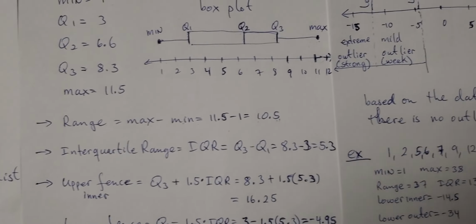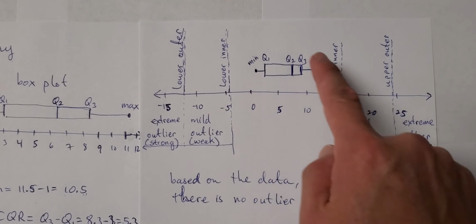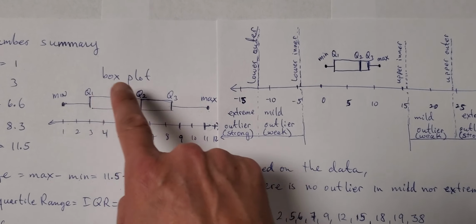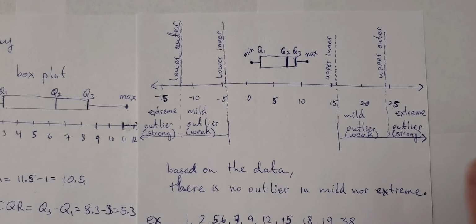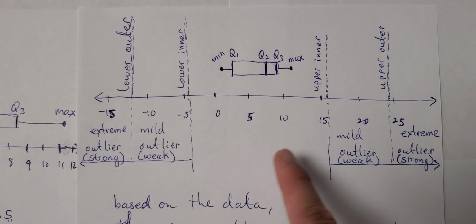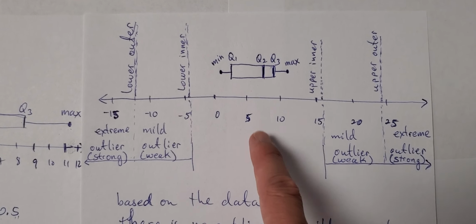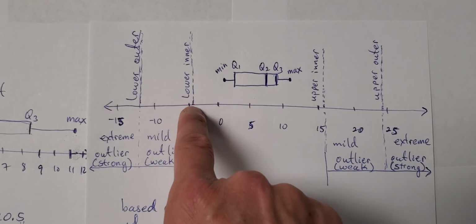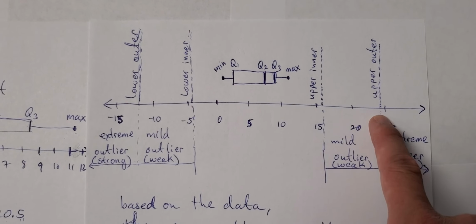So when you do your homework, make sure this is the final graph. This is not the final graph. Over here, this is not the final graph. The final graph would be this graph. One more time, when you do your homework, this right here will be the final graph, the final answer that I need. Make sure you put the box plot. Make sure you label lower inner, lower outer, upper inner, upper outer fence.